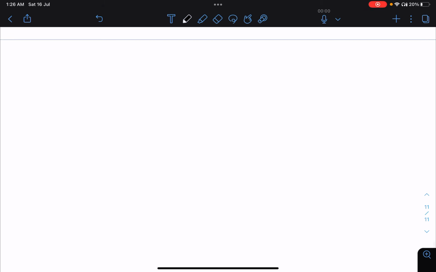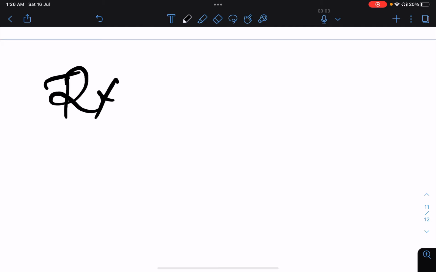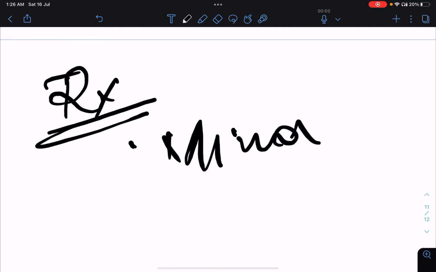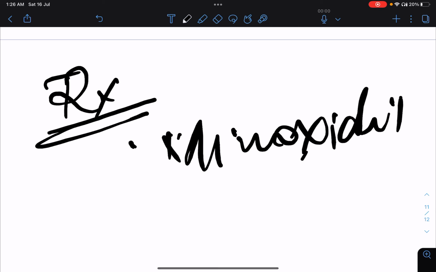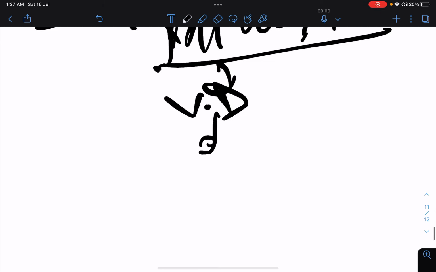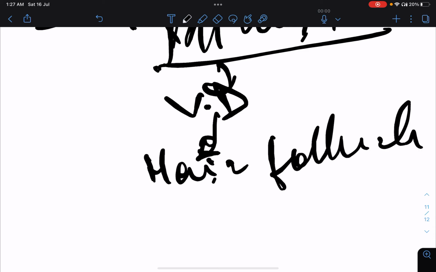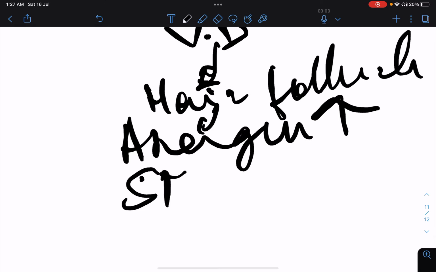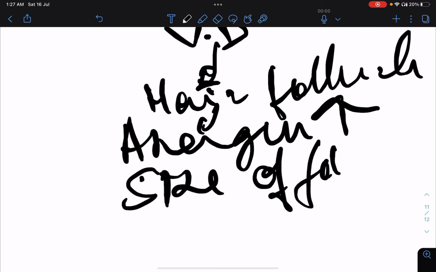Now, if you want to treat, very important, and this is why most of the people are watching this video, you have to give minoxidil, a vasodilator. What it basically does is it gives your hair follicle more nutrients, and because of that, your energy is increased. All right, and also the size of the follicle is increased.